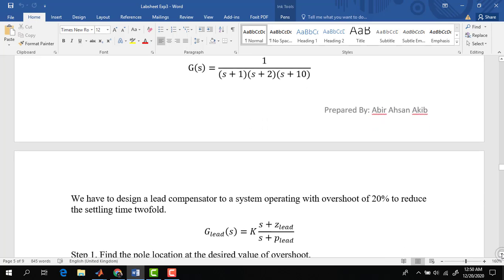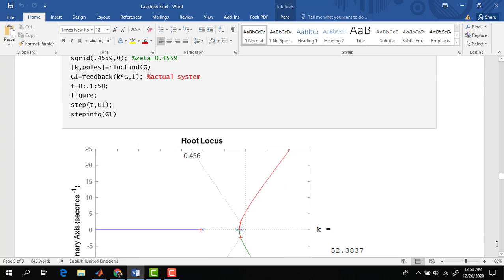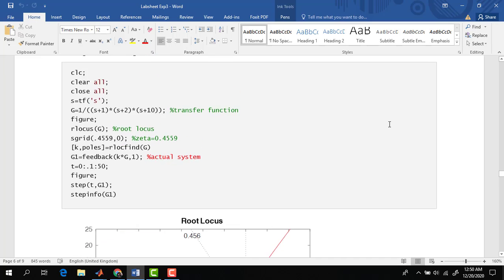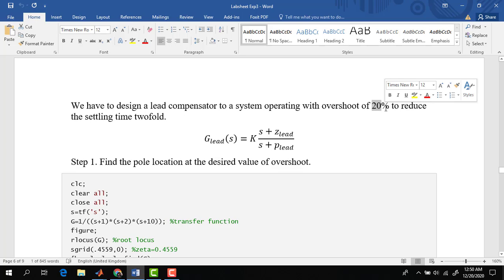In this part we will design a lead compensator. As I have said, the lead compensator has the same function as the lag compensator, as you can see here. The difference will be in the Z lead and P lead, which are the zero and pole locations of this transfer function. Our task is to again keep the overshoot at 20%. So the zeta will be again 0.4559, as it is the same function.